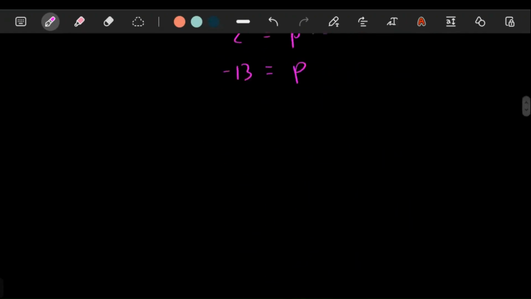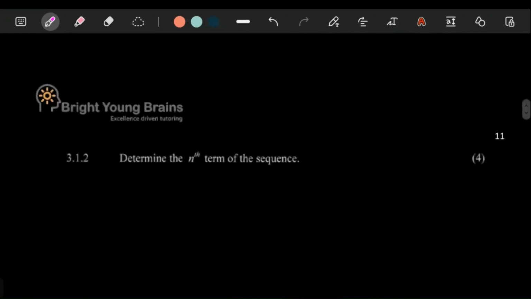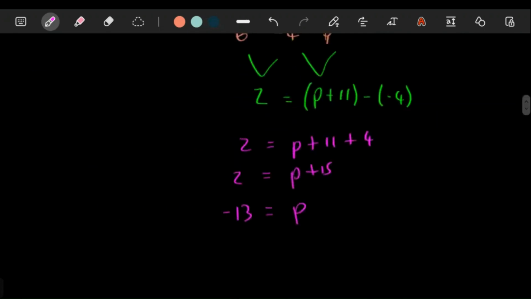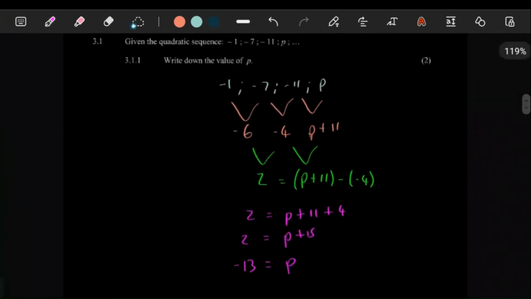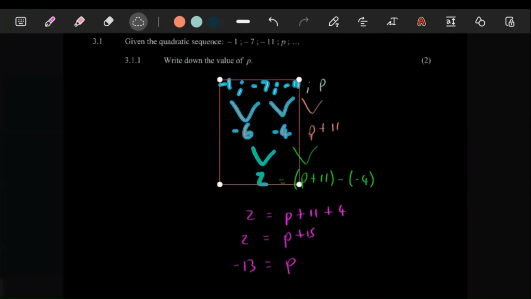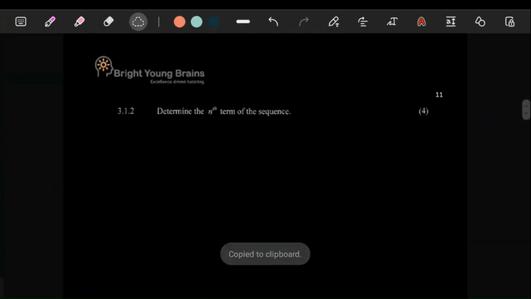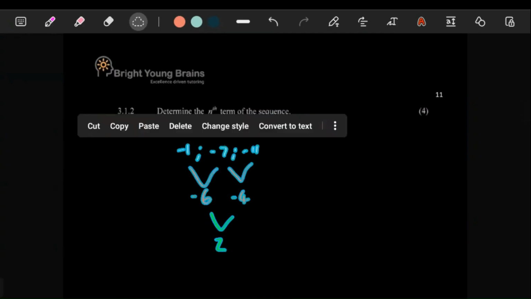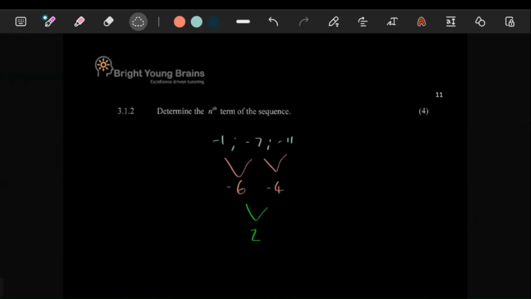Moving on, 3.1.2, it says determine the nth term in the sequence. So they want us to get the general term. If you're going to get the general term, what you need is roughly this portion. This is all that you need, because you just need the common difference, and then you need the first term in the sequence of first differences, and then you need the first term. So this, you make it equal to A plus B plus C. This, you make it equal to 3A plus B. This, you make it equal to 2A.